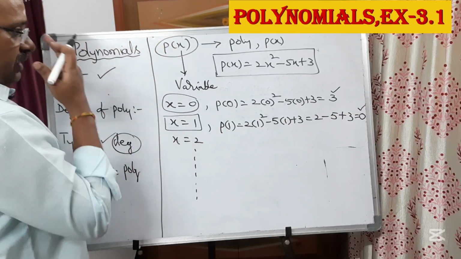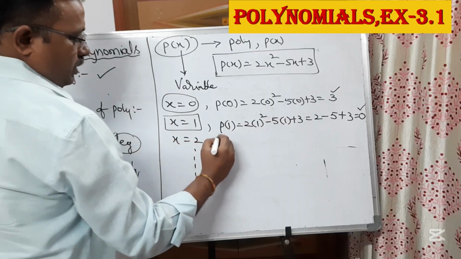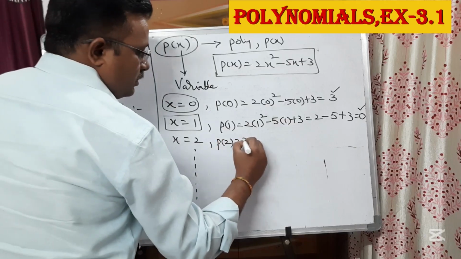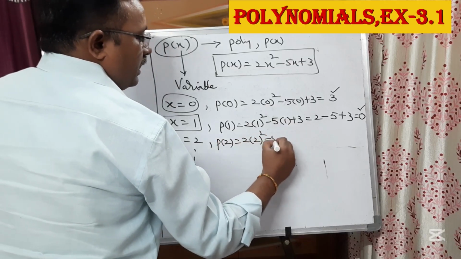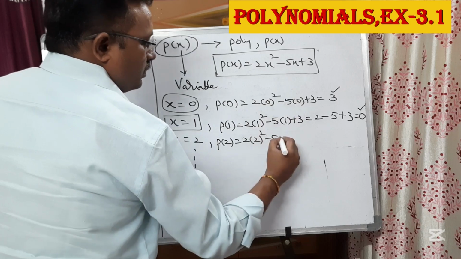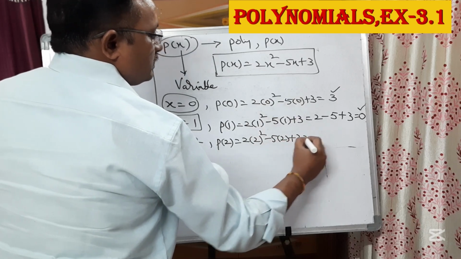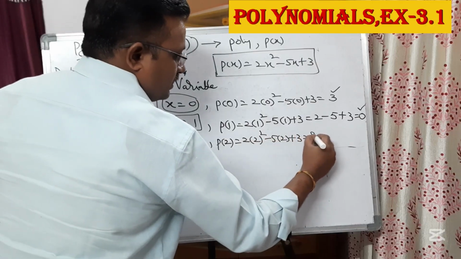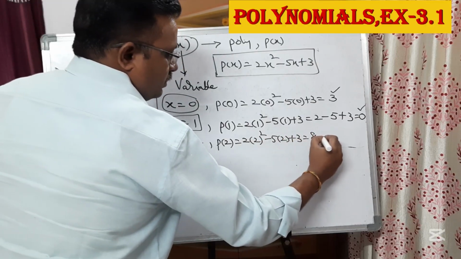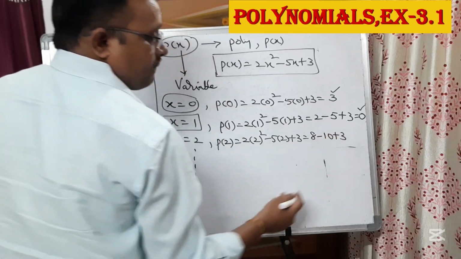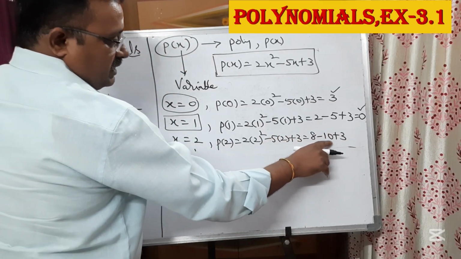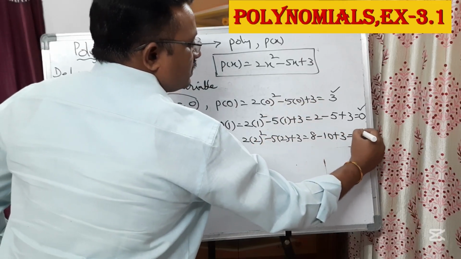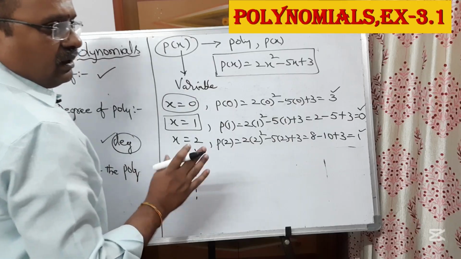Same, at x equal to 2, the polynomial value will become p of 2. That is 2 into 2 square minus 5 into 2 plus 3. Simplify neatly: 2 square is 4, 4 2s are 8, 2 5s are 10, so minus 10 plus 3. Altogether 8 minus 10 is minus 2, minus 2 plus 3 is plus 1. This is the polynomial value.